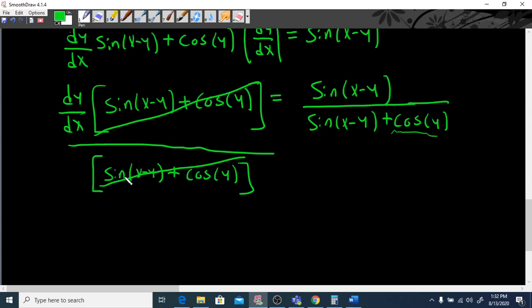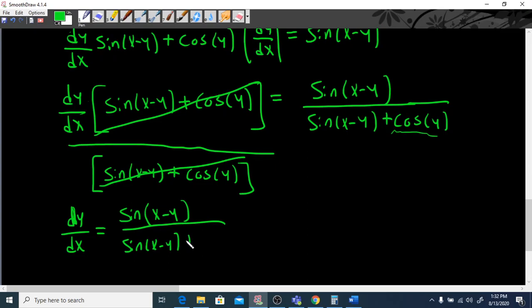Okay? So we get dy/dx equals the sine of x minus y over the sine of x minus y plus the cosine of y. And now, do we have everything we need to find the slope? Yes, we do, because dy/dx is the slope.